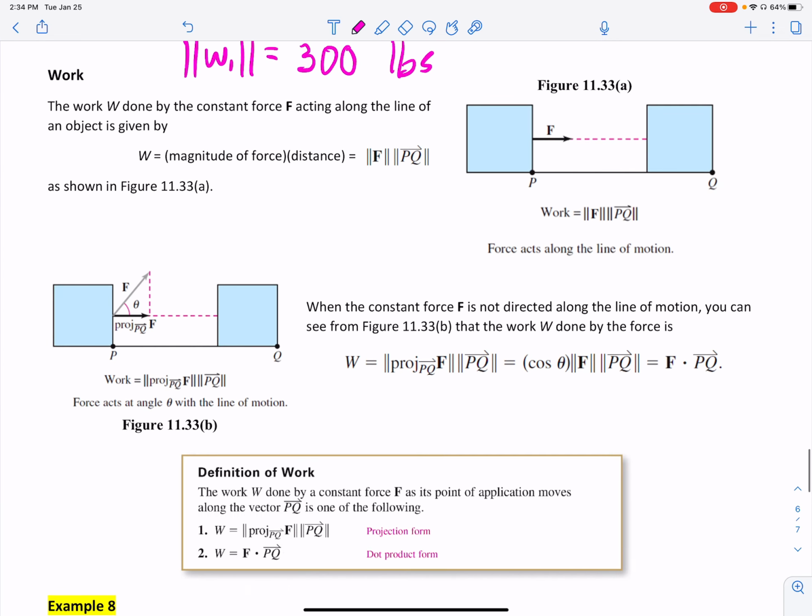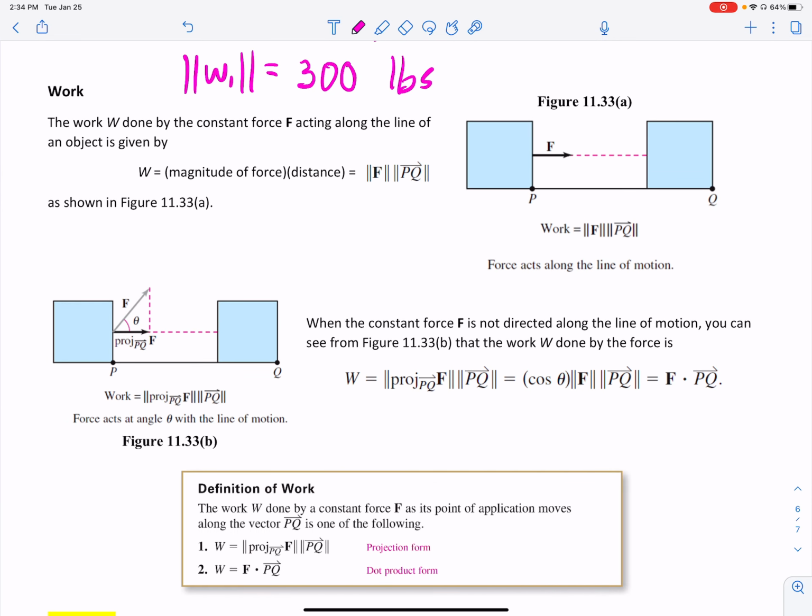Right, we're going to end this video with work. We're going to talk about it very quickly. In your physics class, you guys will get much more involved with work, but we can talk about work. Work W done by a constant force, the vector F, acting along a line of an object is given by, okay, so we can tell how much work we need to be doing, right? I think work's measured in joules, if I remember correctly. Magnitude of force times the distance, that's it.